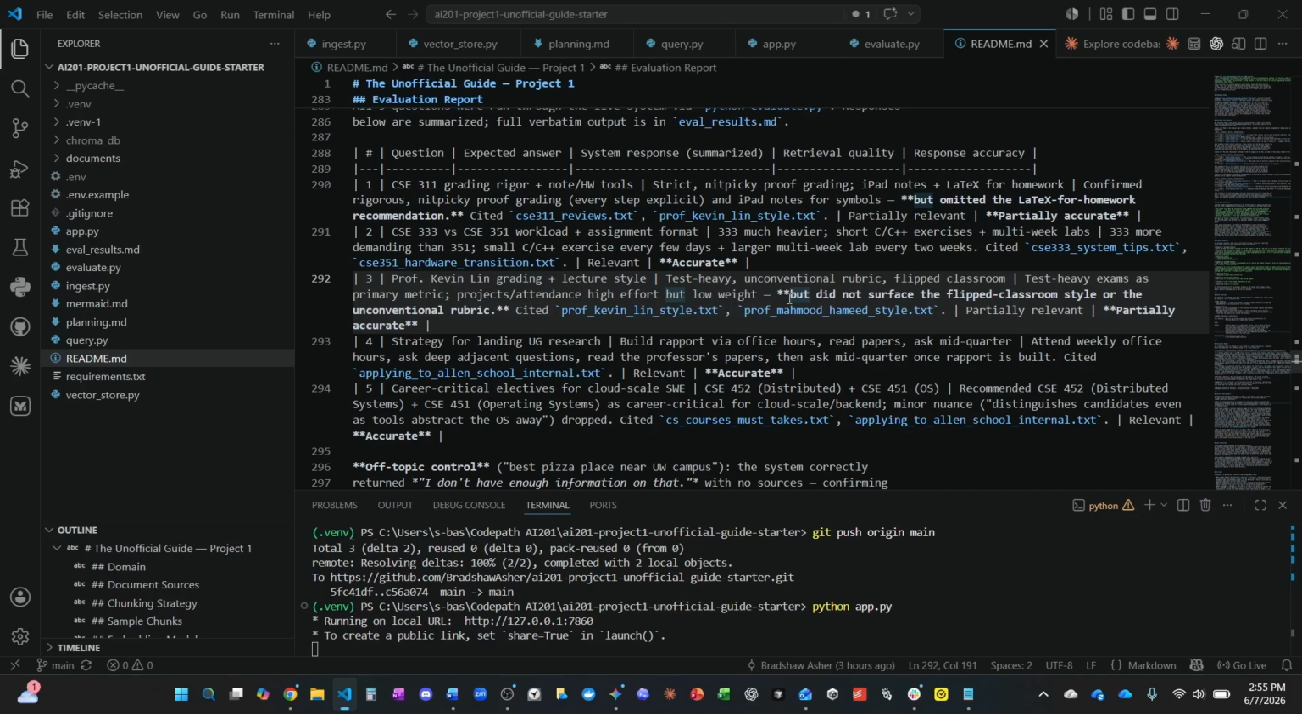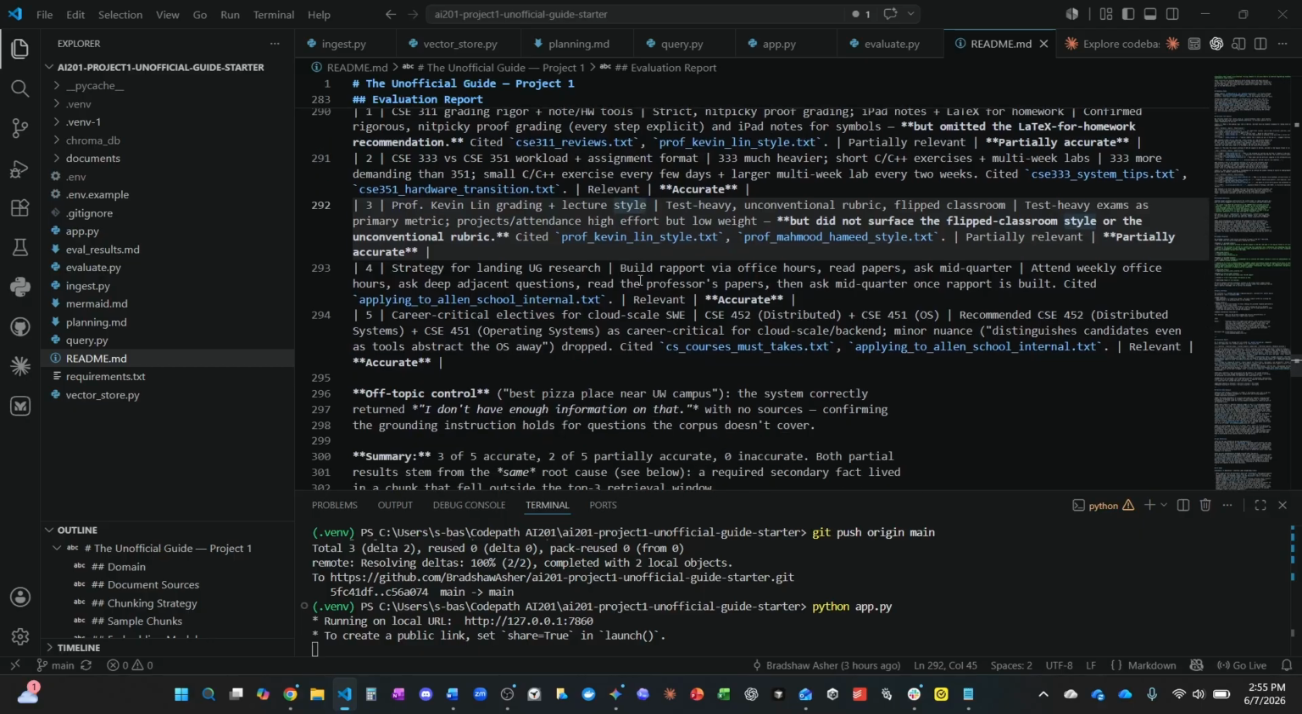And then also the Kevin Lin grading plus lecture style for number 3, partially relevant and partially accurate. I ran one off topic control question, which is best pizza place near the UW campus. The system correctly returns that it doesn't have enough info on it and no sources. That refusal is important because it proves that the answers are genuinely grounded in my documents and not just on the model's training data.